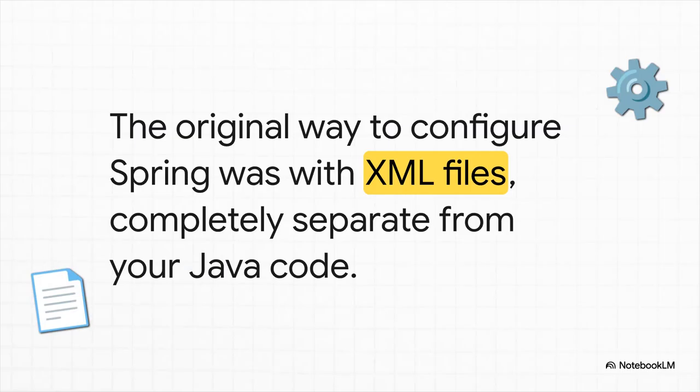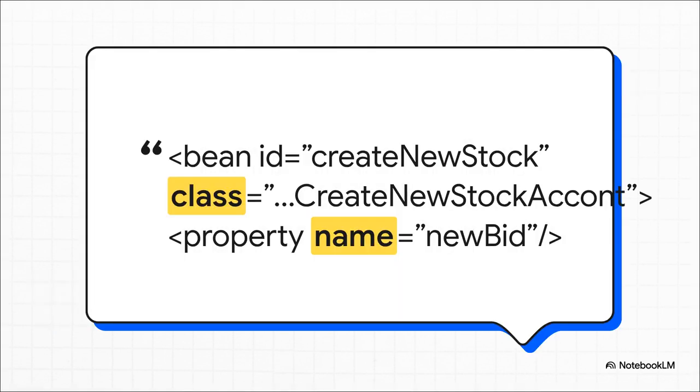So, back in the day, how did you actually give Spring those blueprints? Well, the very first answer was XML. You'd have these configuration files totally separate from your Java code, and inside them you define every single component, or bean, as Spring calls them, and exactly how they should be connected. And this is what it looked like.